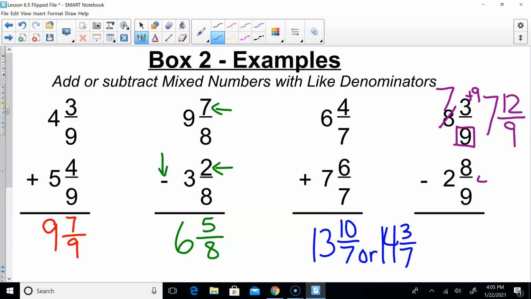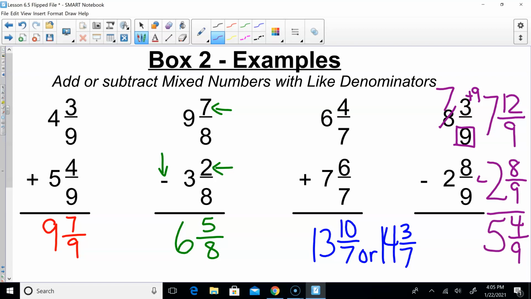Now my numerator is bigger. I'm just going to rewrite the problem over here. Now my numerator is bigger on the top than it is on the bottom number. So now I can do my subtraction. 12 minus 8 is 4. The 9ths stay the same because that's the size of the piece. 7 minus 2 is 5. So I have 5 and 4/9 as the answer.